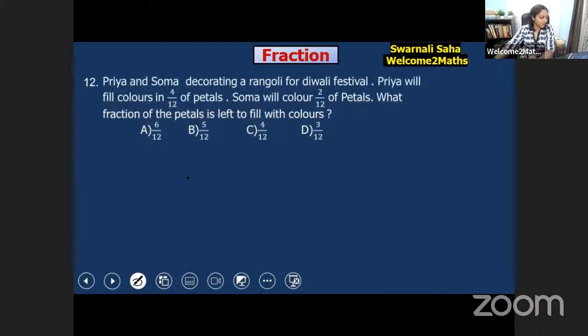Now let's move on. This is our next question. Can you try to solve this? Read this question first, okay? Priya and Shoma are decorating a rangoli for the Diwali festival. Priya will fill colors in 4 by 12 of petals, and Shoma will color 2 by 12 of petals. What fraction of the petals is left to fill with colors? That we have to find out.